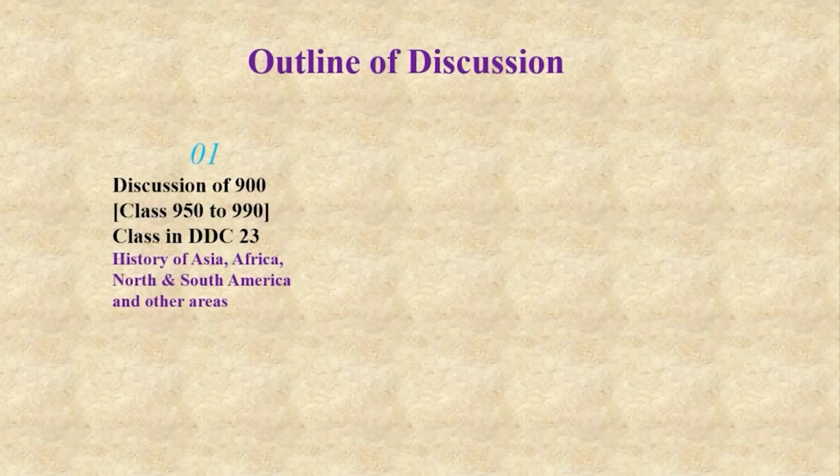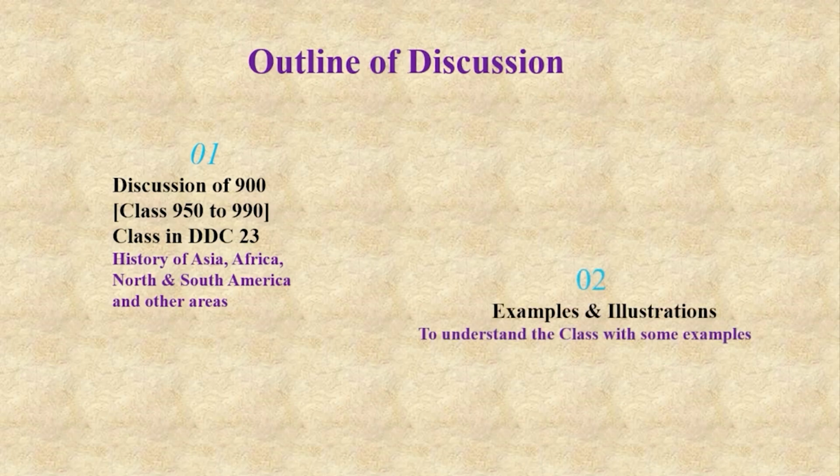Dear learners, the next is the outline of discussion of today's lesson 2. We have divided this part into two sections. That is, first, discussion of class 950 to 990 based on DDC 23rd edition. This division of 900 covers particularly 950 history of Asia, 960 history of Africa, 970 history of North America, 980 history of South America, and 990 other areas.